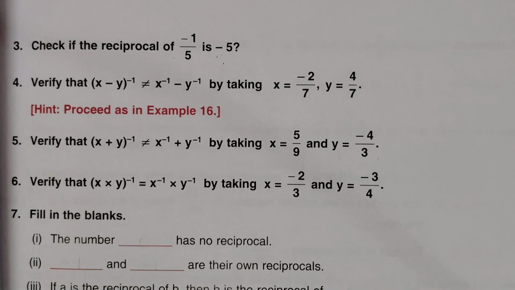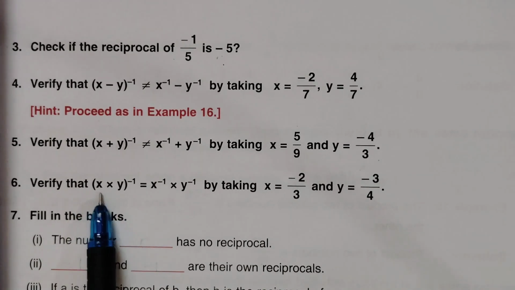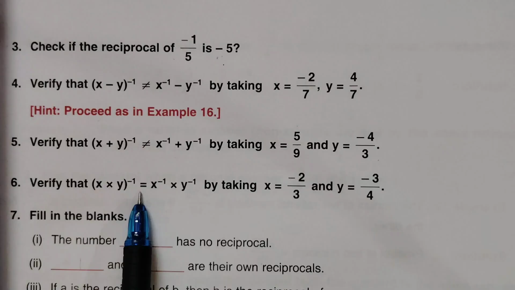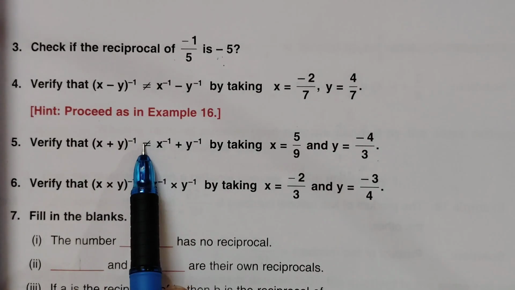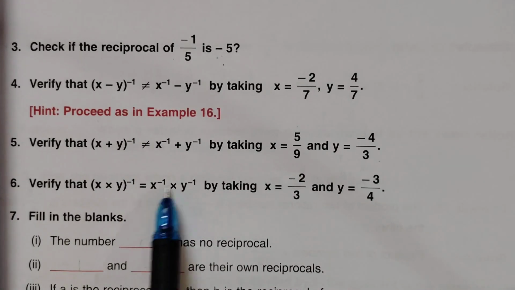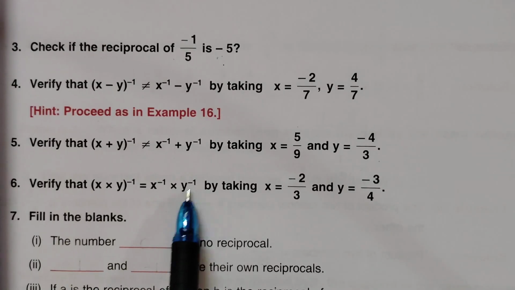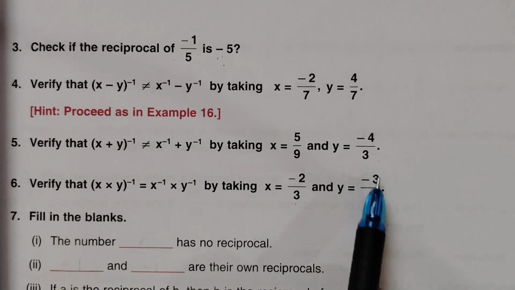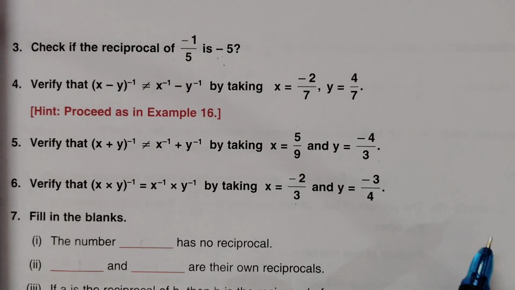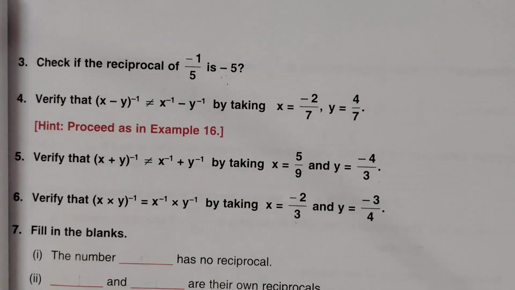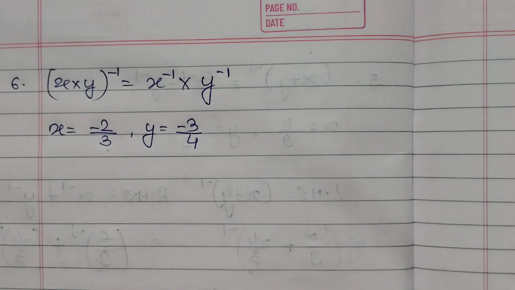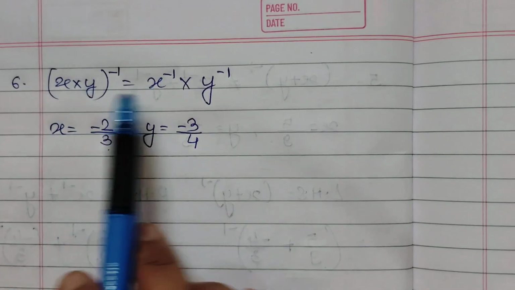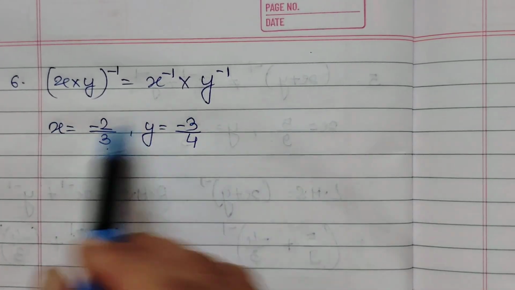Now worksheet 4, question number 6: verify that x into y the whole raised to minus 1 is equal to x raised to minus 1 multiply by y raised to minus 1, by taking x value as minus 2 upon 3 and y value as minus 3 upon 4. Okay, now we have to show that they are equal. Previously they were not equal. Let's verify it. There are multiplication signs in between. Previously we did subtraction and addition. This is a multiplication. So let's verify.